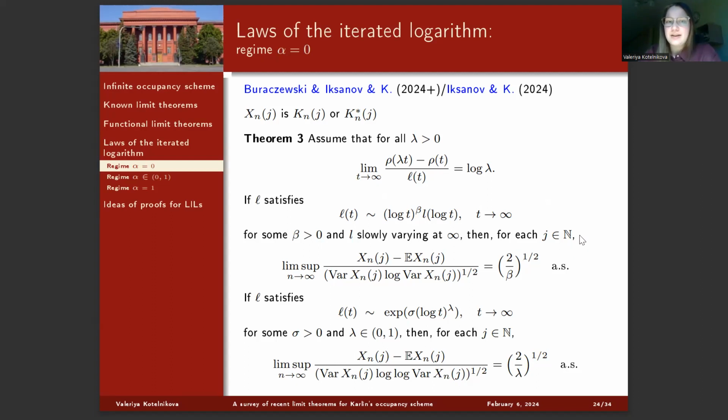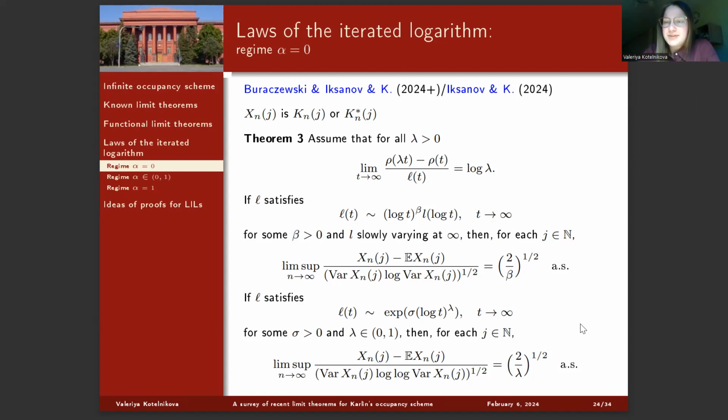Then the law of iterated logarithm looks as follows. This process X, centered by its mean and normalized by such a function, has upper limit equal to this constant almost surely. And here, actually, we proved not the law of the iterated logarithm, but the law of the single logarithm, because in the normalization we have a single logarithm. When L exhibits such behavior, we proved in this case the law of the iterated logarithm. So the process X, centered by its mean and normalized by this function with iterated logarithm, has upper limit equal to this constant almost surely.